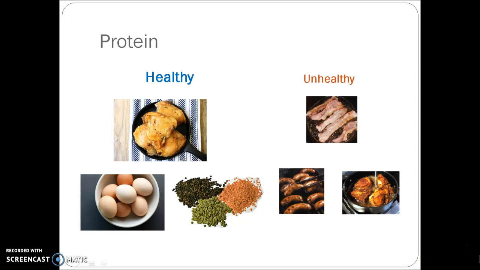So if you see on the healthy and unhealthy side, we both see pictures of chicken, but the difference here is the way that it's cooked. Here on the left, this is either baked or chicken that is cooked on a skillet as opposed to fried chicken, which is unhealthy.